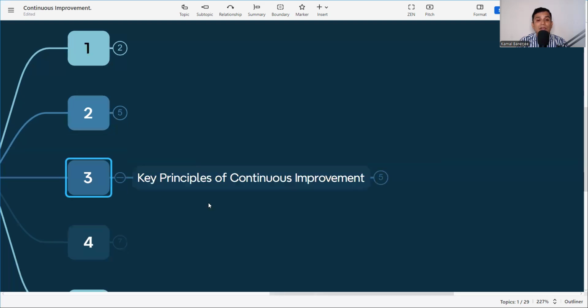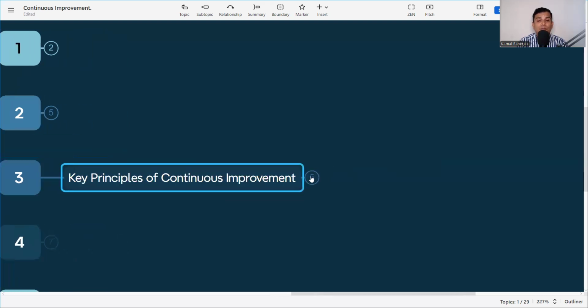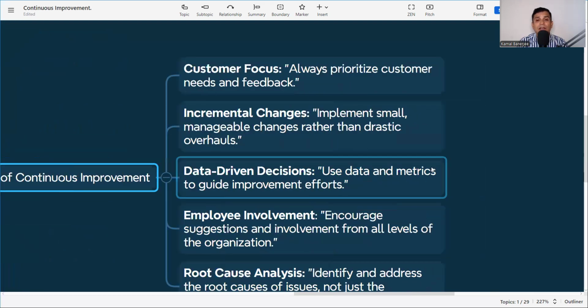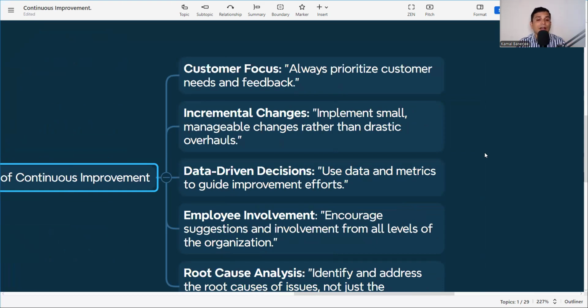Next is the key principles of continuous improvement. What is the key principle? First is customer focus. Always prioritize customer needs and feedback. Why? Because whatever product or service a company is making, ultimately it has to be delivered to the customer, either in the form of a product or a service. Now, if the people taking that product or service are not happy, then business will be less, and there will be no repeat customers. So what will happen? The reputation of the company will go down, and the company will not get more business.